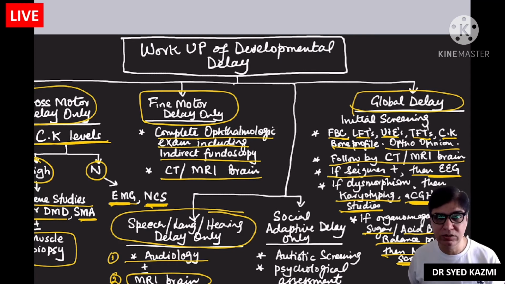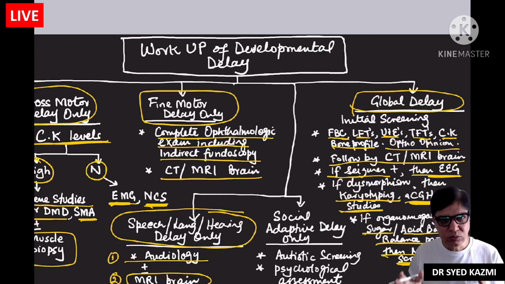And in most of the cases, you will come across global developmental delay. So remember, you do the basic blood tests, which include full blood counts, LFTs, UNEs, bone profile, creatine kinase level, and then followed by ophthalmological opinion. Next step after that would be to do a CT or MRI. After that, if there is dysmorphism, you would go with karyotyping, RACGH, plus minus gene studies. And if there are problems with the acid base or electrolytes, then you would also go for metabolic screening.